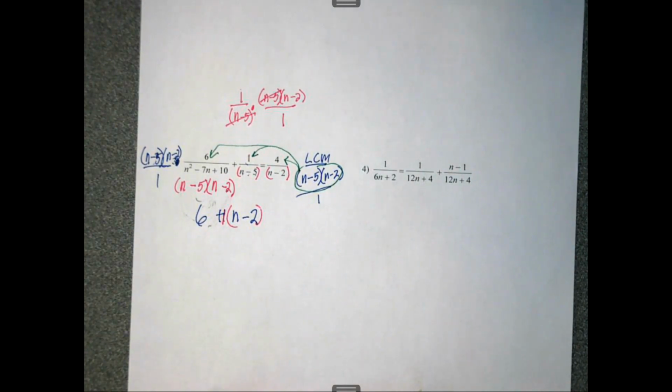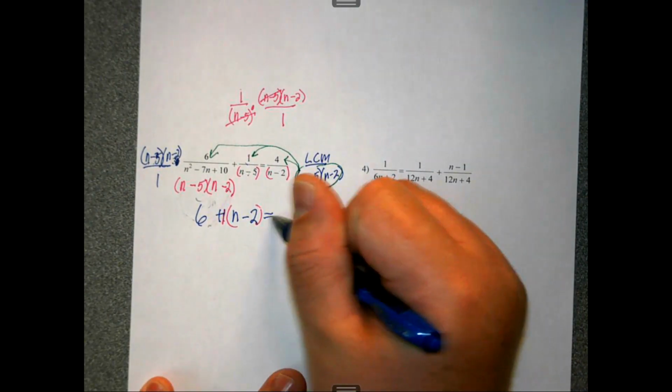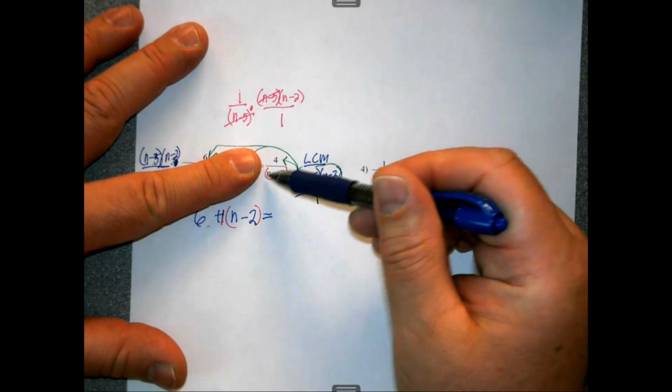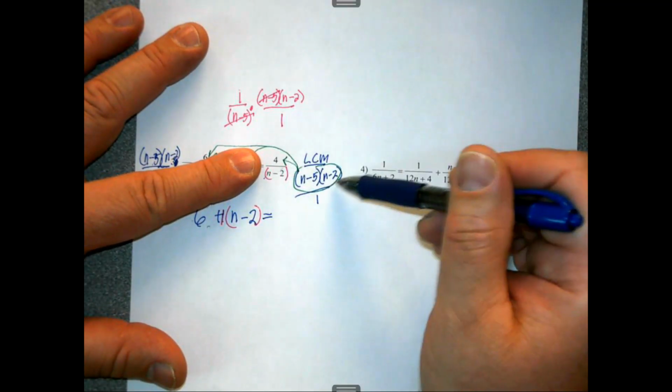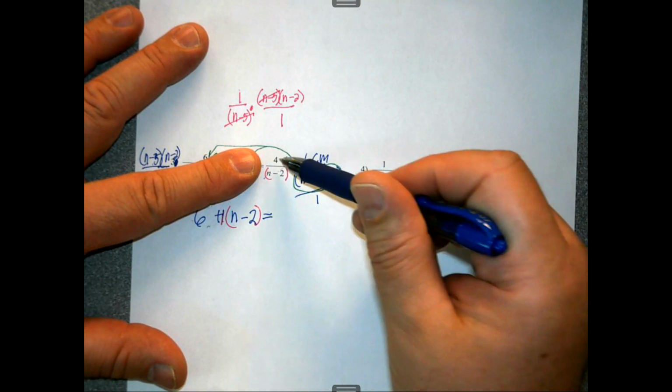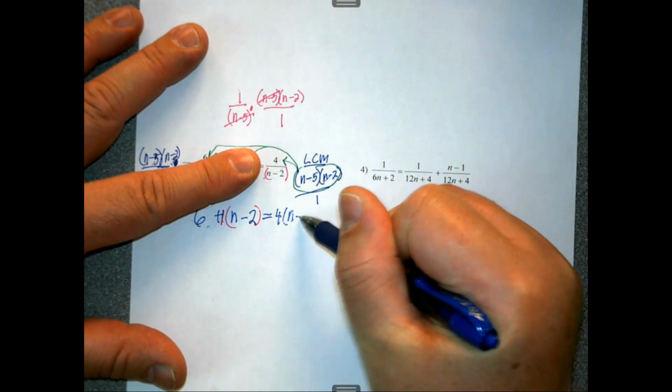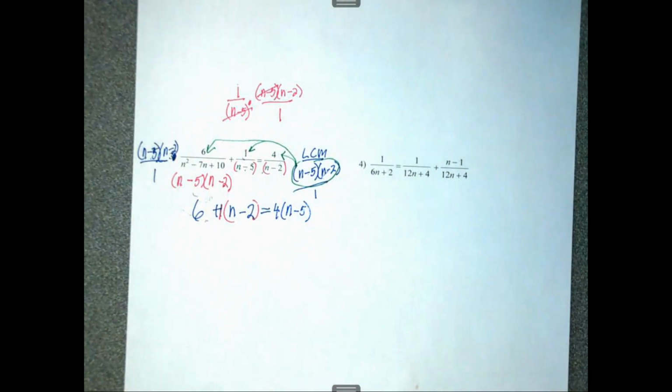All right, and then equals. Now I'm going to do the same thing for this fraction. This time I'm going to cancel out the n minus 2, so I'm going to have to multiply that 4 by n minus 5. You with me, Ethan? You look confused. You good? Sure. Doesn't sound very convincing.